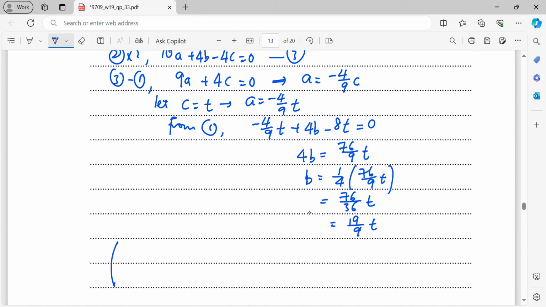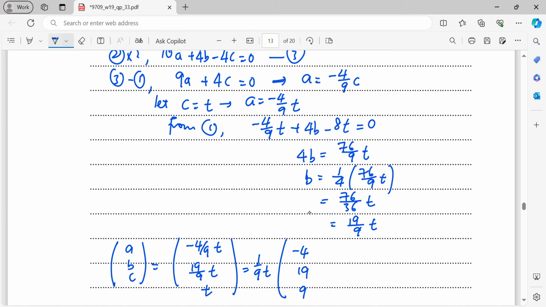So then from here, I know that my (a, b, c) is going to be: my a is negative 4 over 9t, then my b is 19 over 9t, and then my c is t. So from here, I will factorize the 1 over 9 as well, because I have the fraction. So you factorize 1 over 9t, then you will get (-4, 19, 9). Then I will say that my B is basically parallel to (-4, 19, 9).